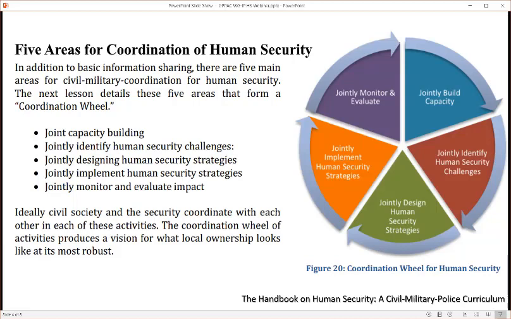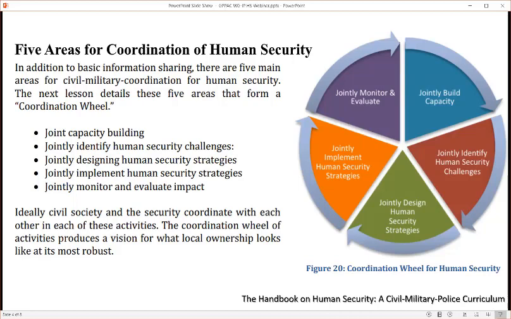Joint conflict assessment can be a very rich exercise in uncovering the kinds of insecurities that communities face. The third point, jointly designing human security strategies then. Once you have a common analysis, it's very helpful to plan together and design how to best achieve those kinds of securities. Because remember, these state security and human security, they have a lot of overlap. They have a lot of difference, but they do have a lot of common elements. And so these 5 areas of coordination are helping us get there.